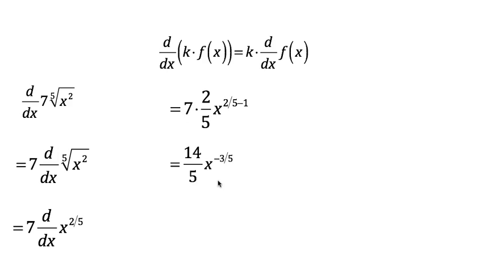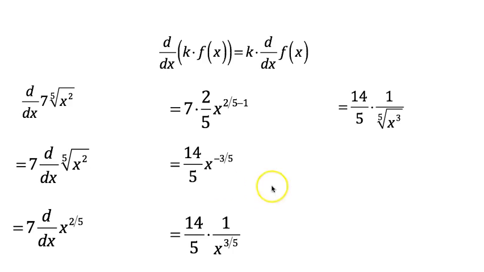Let's make this look a little better. x to the negative 3/5 is 1 over x to the 3/5. What does that mean? That means 1 over the 5th root of x cubed. x to the 3/5. The bottom number is in the elbow of the radical. The top number is the exponent. So we get 14/5 times 1 over the 5th root of x cubed.